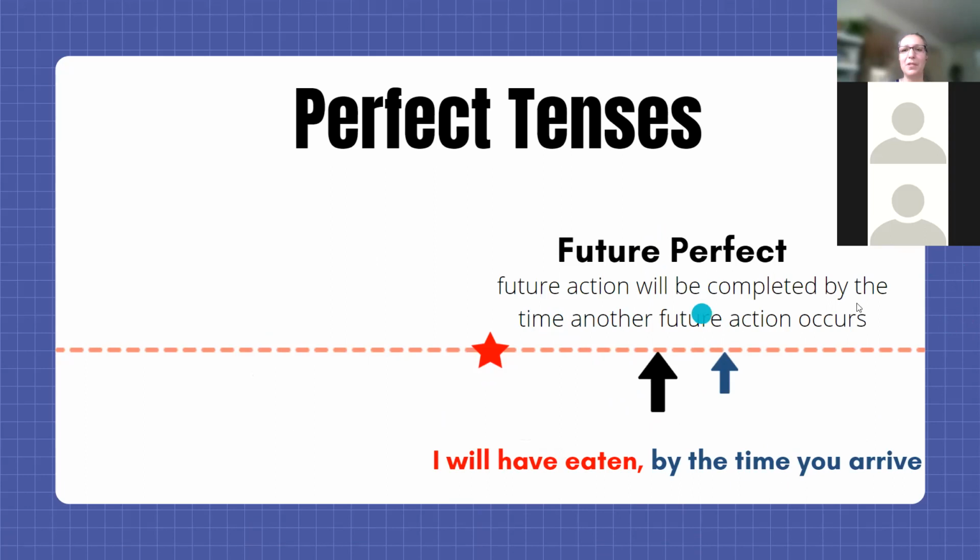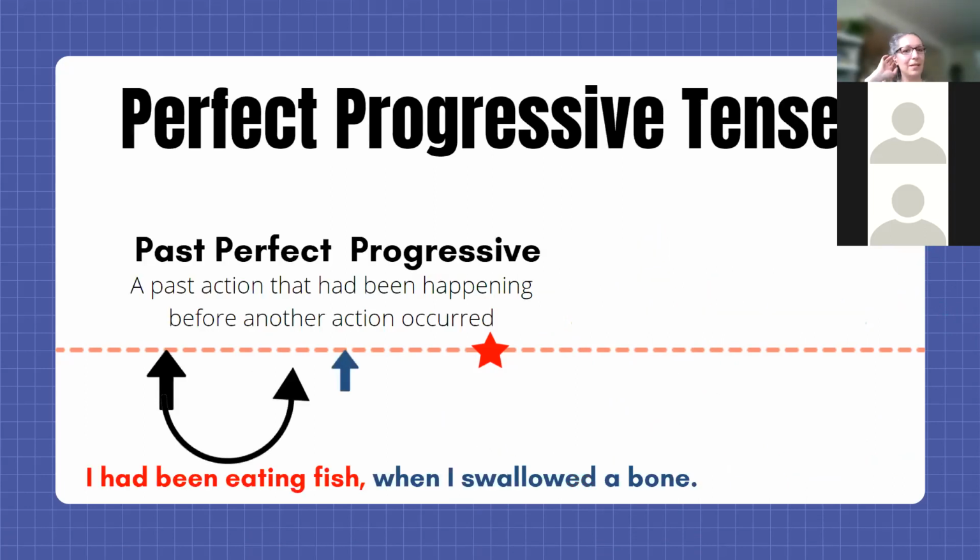So there's not much to talk about there because we're going to go to these guys that combine everything now. So these are perfect progressive tenses. And the past perfect progressive tells us that the action had been happening, so it was a continuous action before something else occurred. So I had been eating fish when I swallowed the bone.